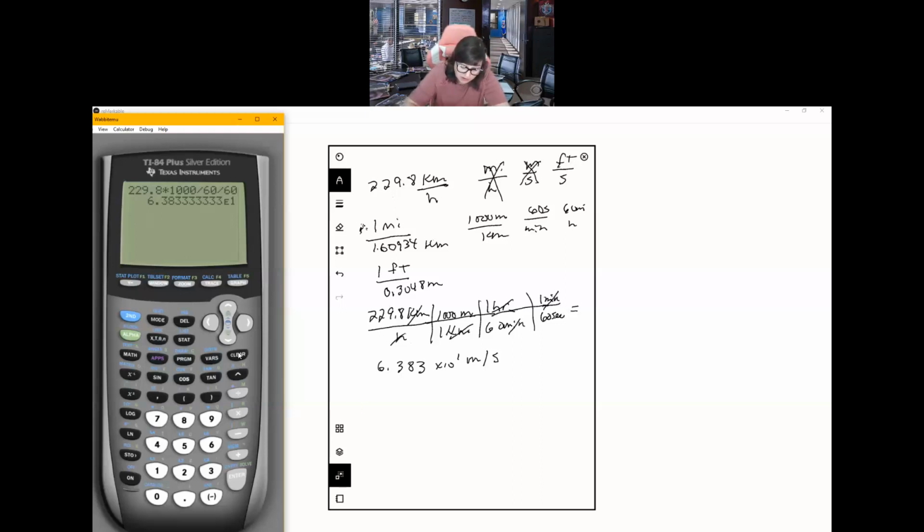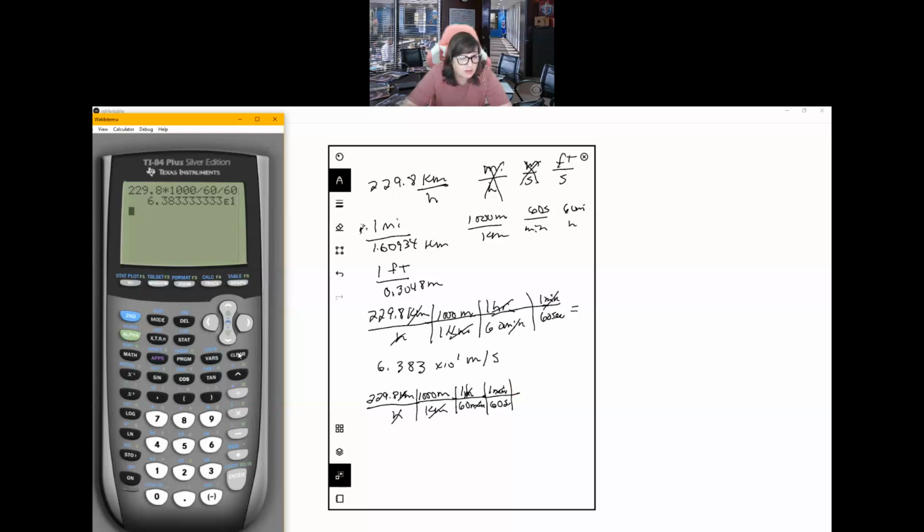Now we need to go to feet per second. So I can set this up the same way that I've got here. And that leaves me with an answer in meters per second. 229.8 kilometers per hour. 1,000 meters per kilometer. 1 hour. 60 minutes. 1 minute. 60 seconds. Minute. Hour. Kilometer.